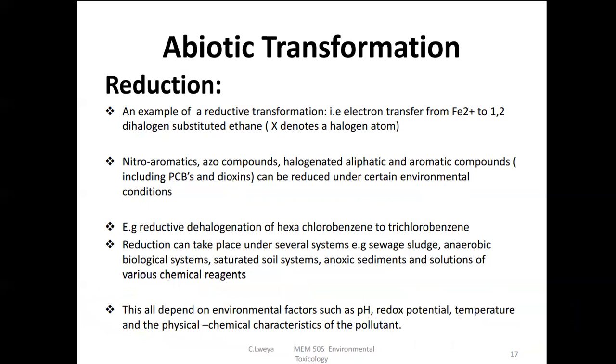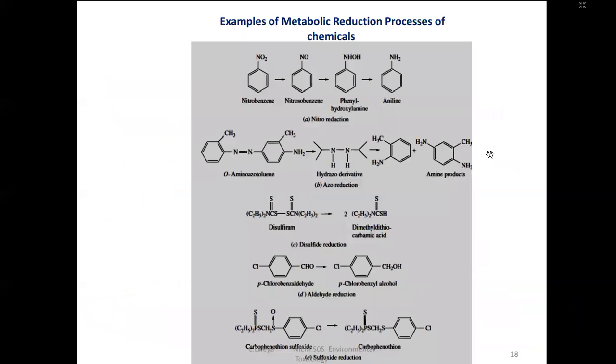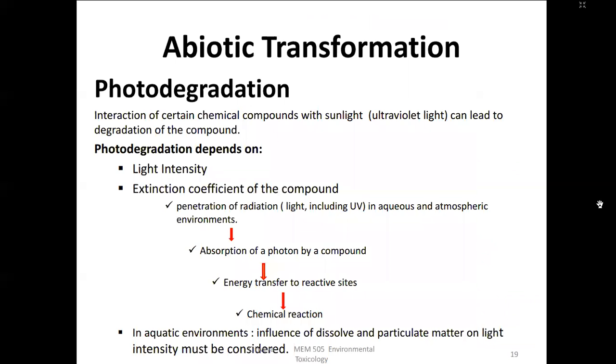Okay, so these are some of the things that undergo reduction. I'll look at examples that are very common, then look at photodegradation. Remember, we're saying light is involved.